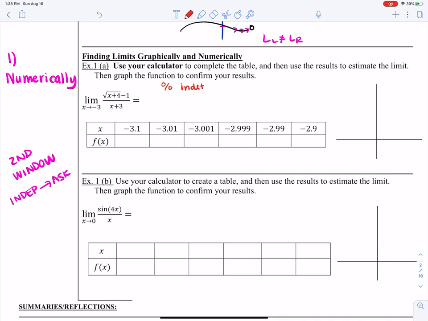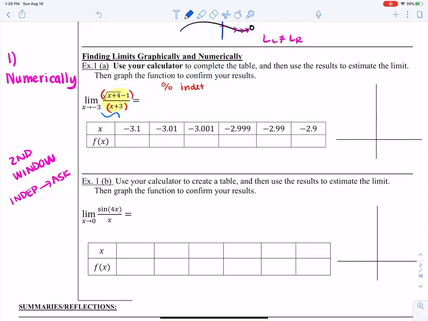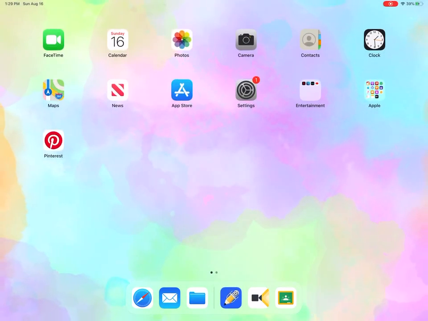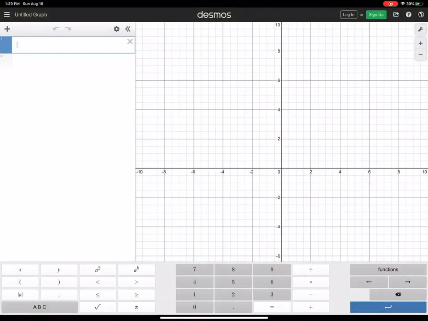Now, that doesn't mean that this thing doesn't have a limit, because guess what? It does have a limit. So what I'm going to ask you to do is I want you to take this thing right here, making sure to use parentheses, okay? And I want you to take that expression right here, and I want you to go load that into your y1, okay? And so I'm actually going to pull up Desmos to be able to do this with you.